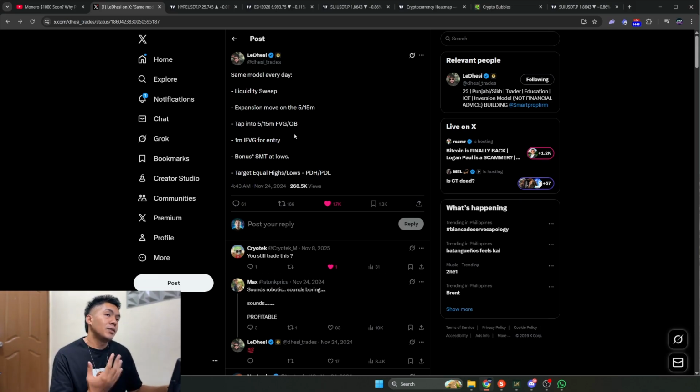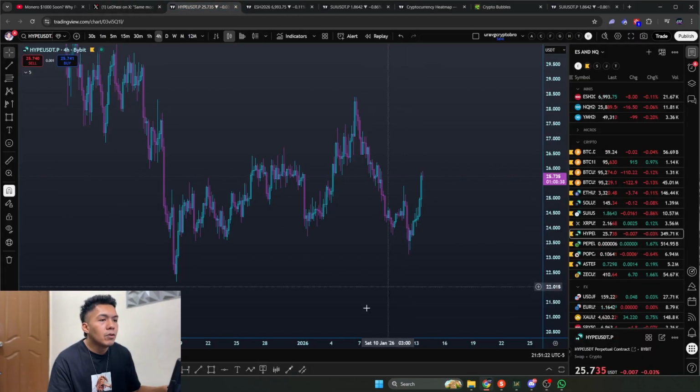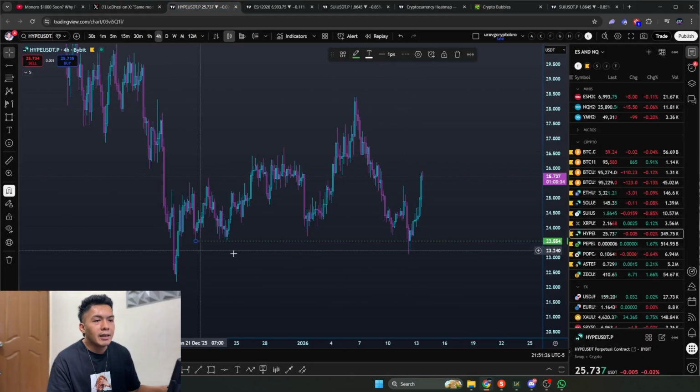But so far this is what I've been liking: a sweep of the liquidity and then you wait for the expansion move. So this was the liquidity I was waiting for to get swept. This sell side right here, so you got swept, and then there's your expansion, here's the back test, there's your break of structure, and then we're finally flying.